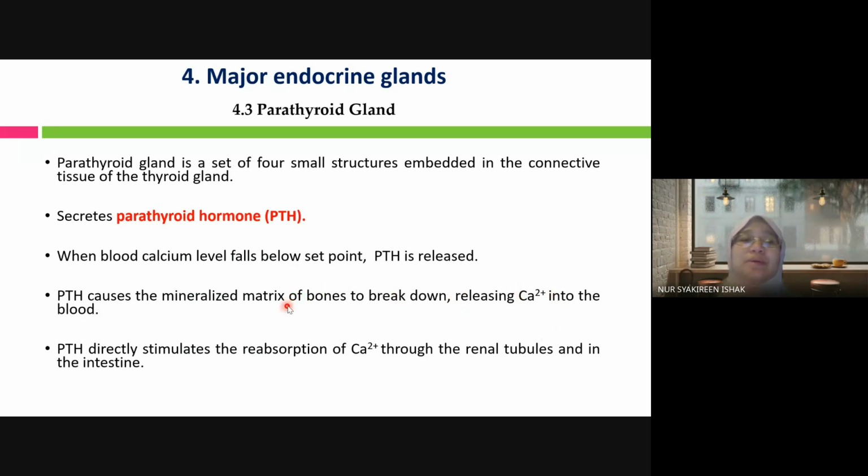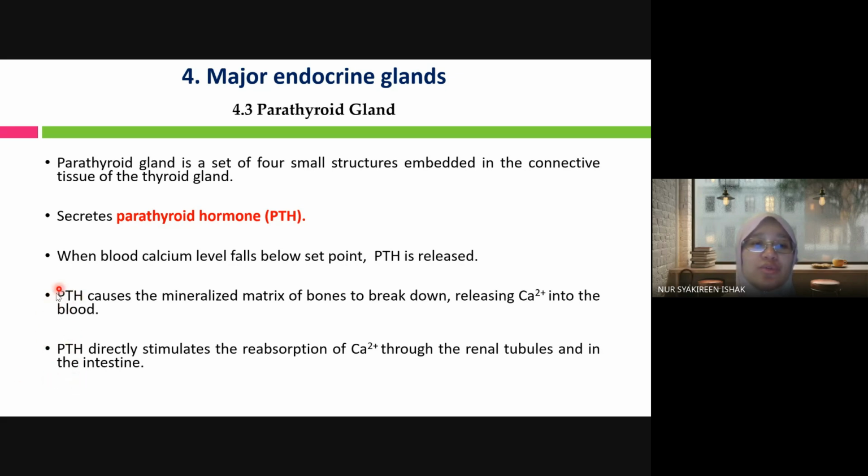So that's why lama-lama bila contohnya kita dah tua ke apa, orang tua dia senang bila dia jatuh, bone dia breaks kan. This is due to the low level of calcium. Especially for women kan, when we have periods, we have to replace all that darah semua, so we also have to take a lot of calcium. So PTH causes the mineralized matrix of bone to break down, releasing calcium into blood. And then PTH directly stimulates the reabsorption of calcium through the renal tubules and in the intestine.